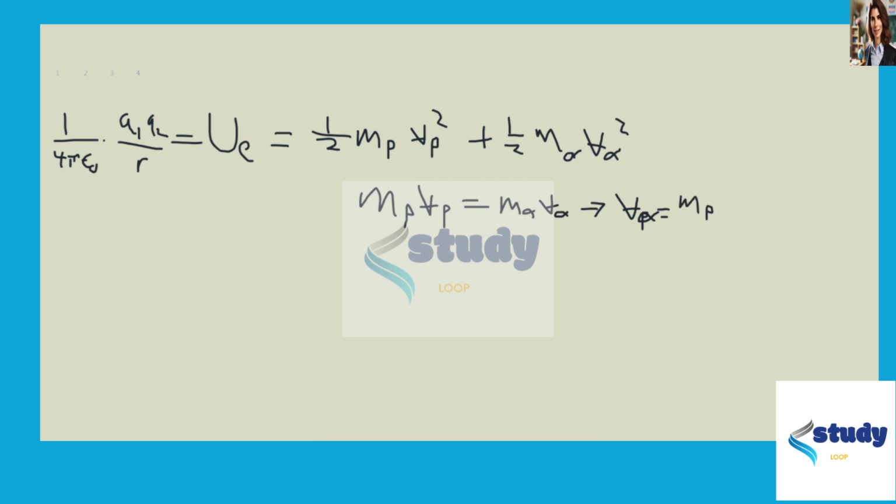So the velocity of the alpha particle is just this divided by this. Mass proton, velocity proton divided by mass alpha particle. And as we saw before, the mass of the alpha particle divided by the mass of the proton is 4. So this is just velocity of the proton divided by 4. Okay, so now we can plug in for velocity of the alpha particle up in this top equation. I'm just going to copy the right part. This left term is going to stay the same.